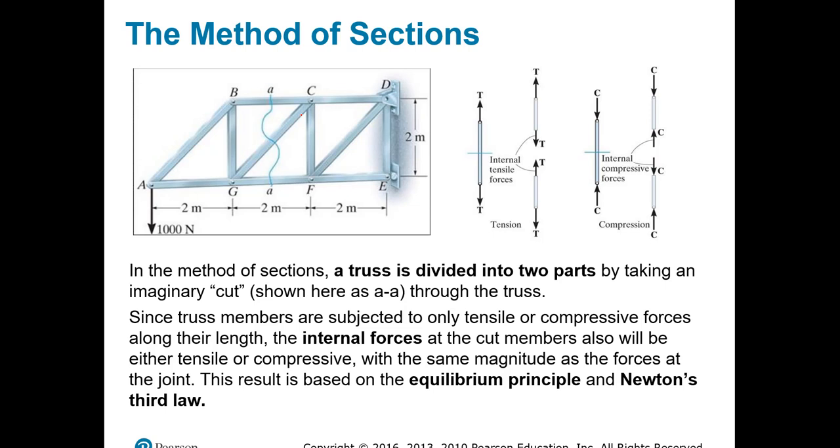So in the method of sections, the truss is divided in two parts, right? By taking an imaginary cut through the truss. Since truss members are subjected only to tensile or compressive forces along their length, the internal forces at the cut members also will be either tensile or compressive, with the same magnitudes as the forces at the joint. You know, this result is based on the equilibrium principle and Newton's third law. Action and reaction, don't forget that, okay?